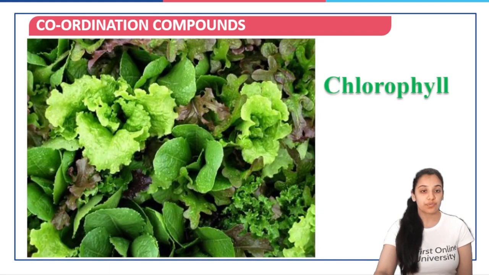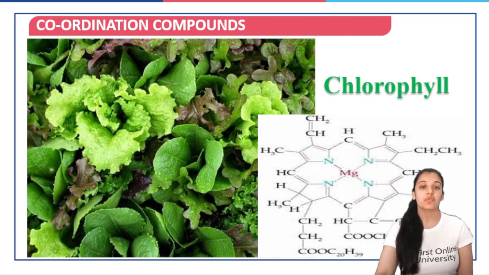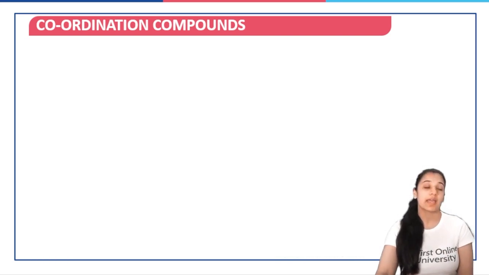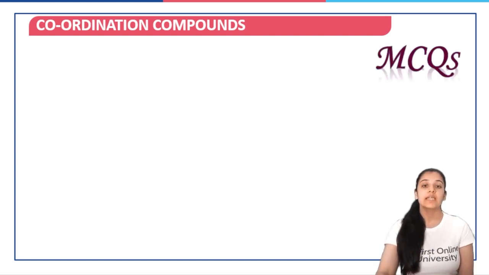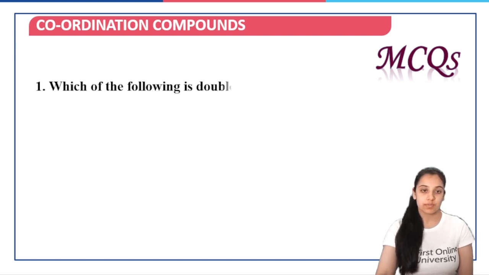Next is chlorophyll, which is present in plants, required for photosynthesis, and provides green color to the leaves of the plants. It will have this structure. This is also a coordination compound where the metal ion is magnesium. So you cannot remember the structure, of course, but all you need to remember is what is the metal ion present in these structures. So in cobalamin, it was cobalt. In hemoglobin, it is iron. In chlorophyll, it's magnesium. Now, based on what we have just covered, let us solve a few MCQs.